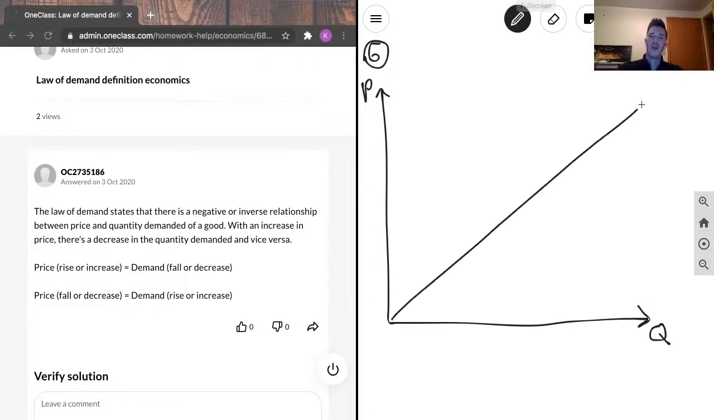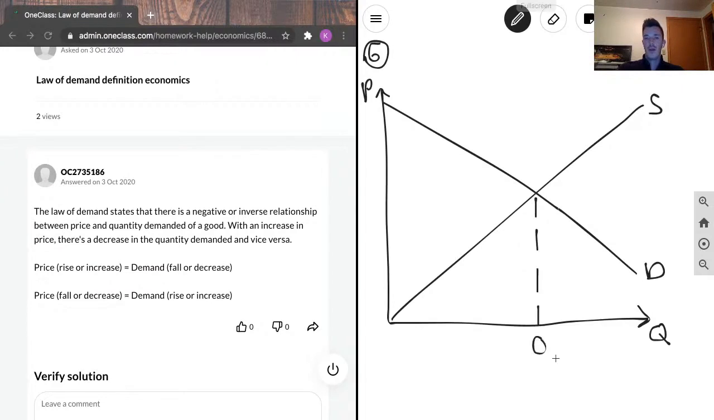So again, I'm going to draw our supply and demand graph. And we're going to have our equilibrium, or our market clearing price. That's where supply meets demand. We draw it down. It's Q star, our optimal quantity. And to the left, that's P star, our optimal price.